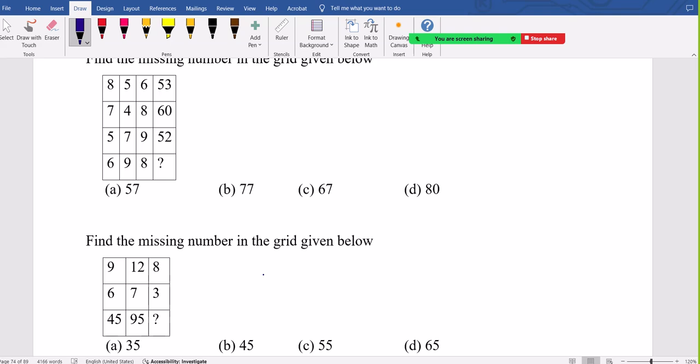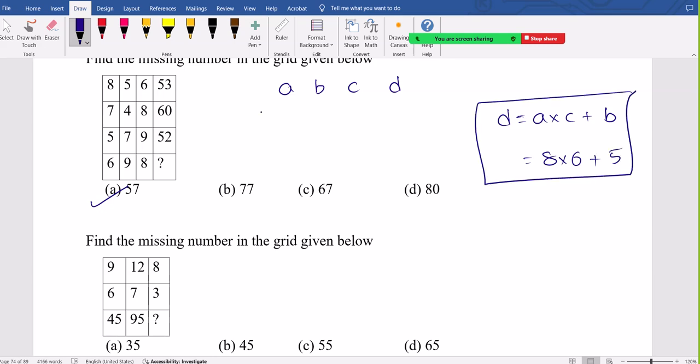First one: 50, 57, correct. A, B, C, D. D is nothing but A multiplied by C plus B. 8 multiplied by 6, 48 plus 5. And here 7 multiplied by 8, 56 plus 4. So 6 multiplied by 8, 48 plus 9, which is 57.